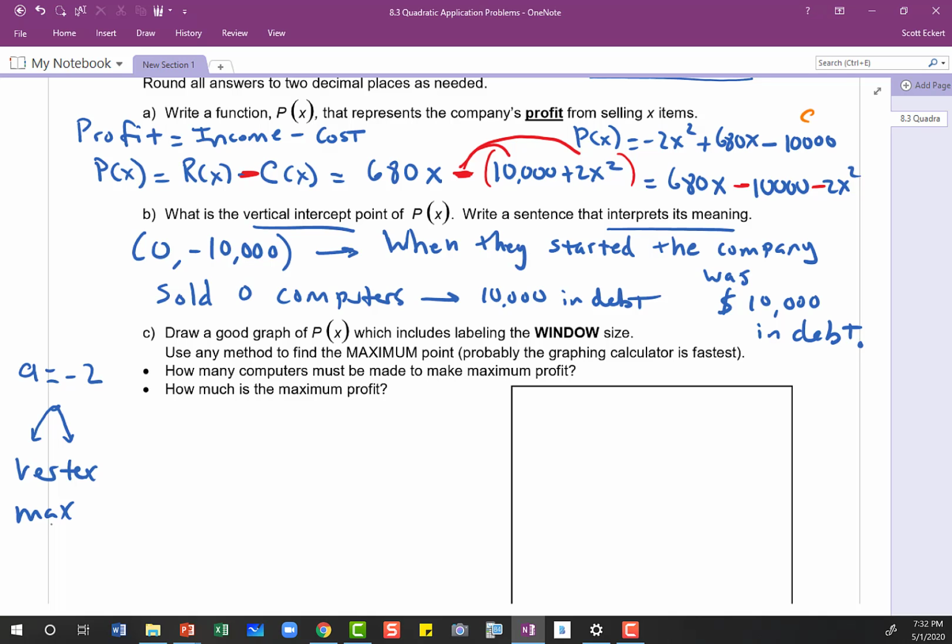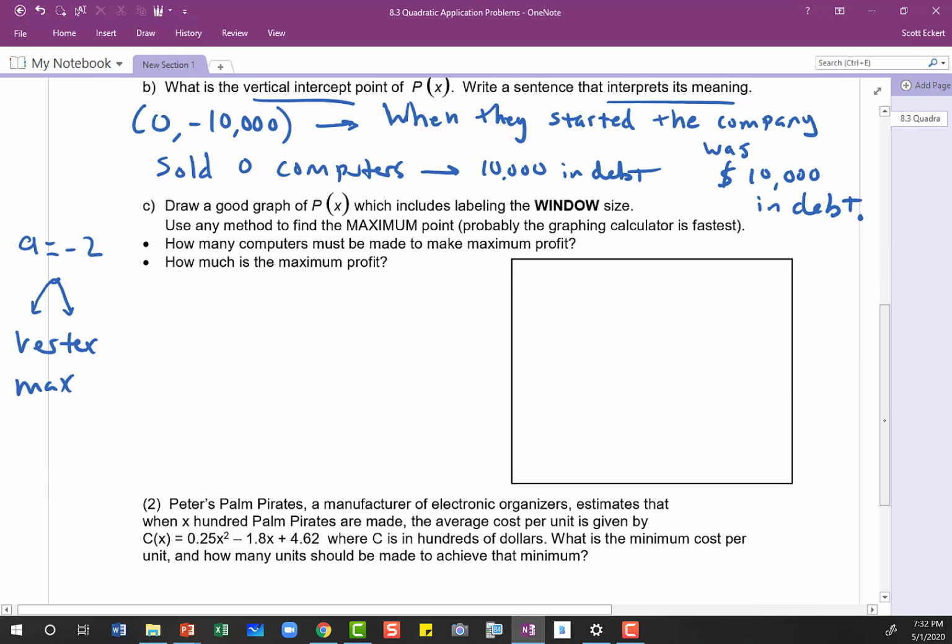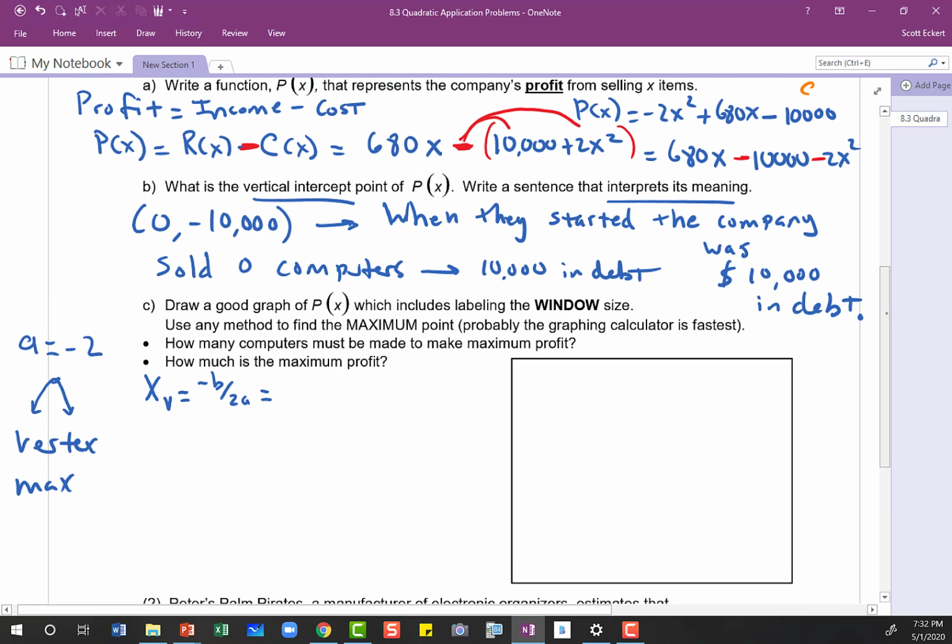Now, I'm going to practice the algebra method, even though the math might be a little bit hard because we have some large numbers here, but let's find the vertex. So the vertex has a coordinate for the x coordinate, and it follows the formula -b/2a, which will equal, in our situation, -680 divided by 2 times -2.